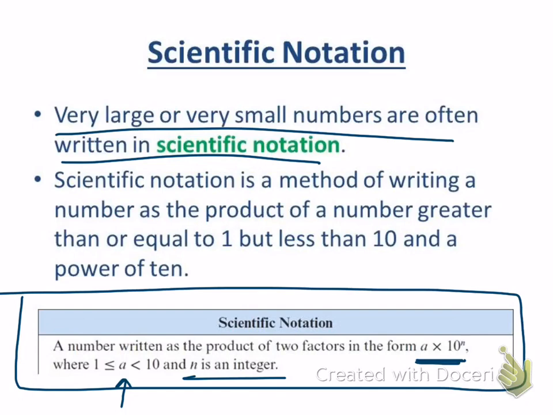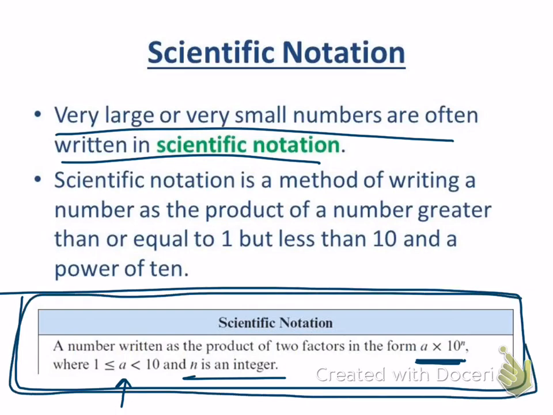All right, so you really need to write this definition down, if you don't already know this. The important parameters right there: A has to be a value between 1 and 10. It can equal 1, but it can't equal 10. Okay?